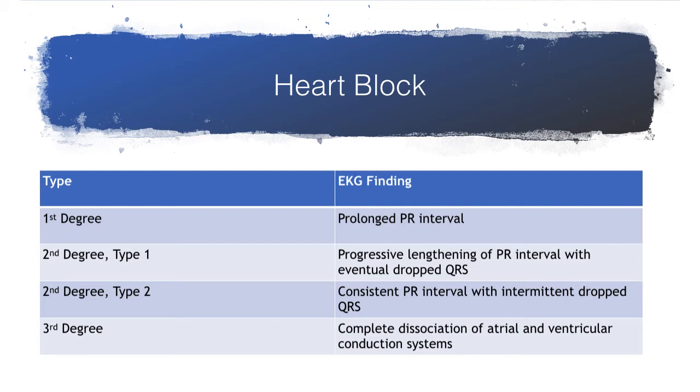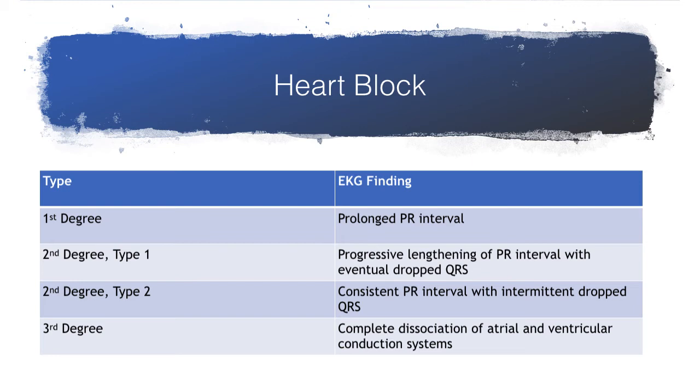So you were correct in identifying second degree type 2 as the answer to this question. The EKG showed a consistent PR interval with an intermittent, spontaneously dropped QRS complex. This is in contrast to second degree type 1, Mobitz Type I, where you have progressive lengthening of that PR interval with an eventual dropped QRS. First degree is marked by that prolonged PR interval, sinus bradycardia, but otherwise nothing of remark on the EKG.